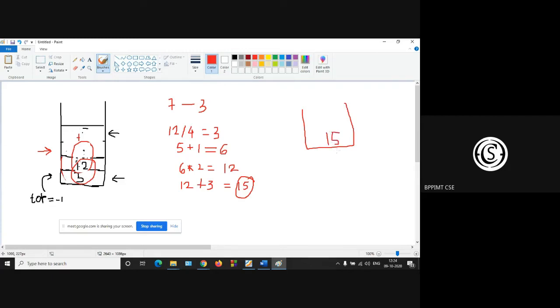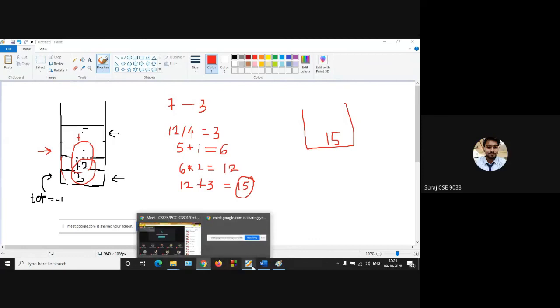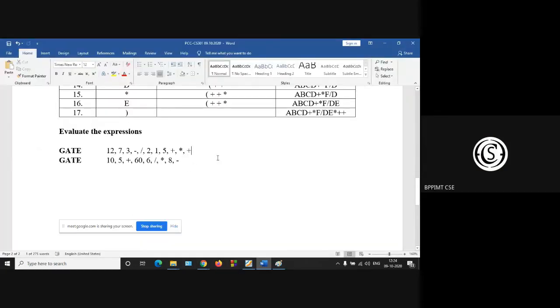Is it clear? How to solve these kinds of expressions using stack? Yes, sir. So the output of this one is 15. What will be the output of this one? Next one. Any idea?